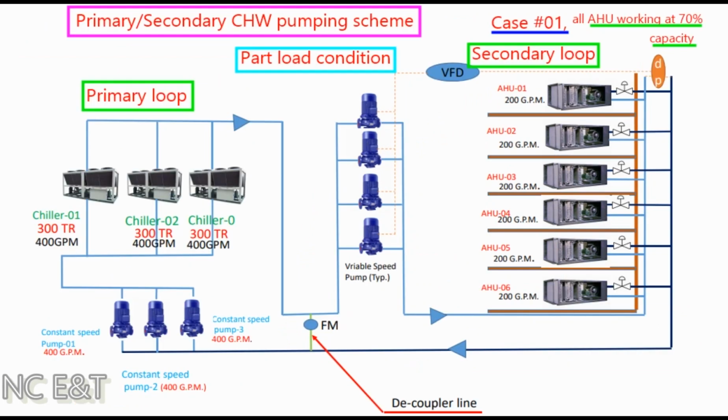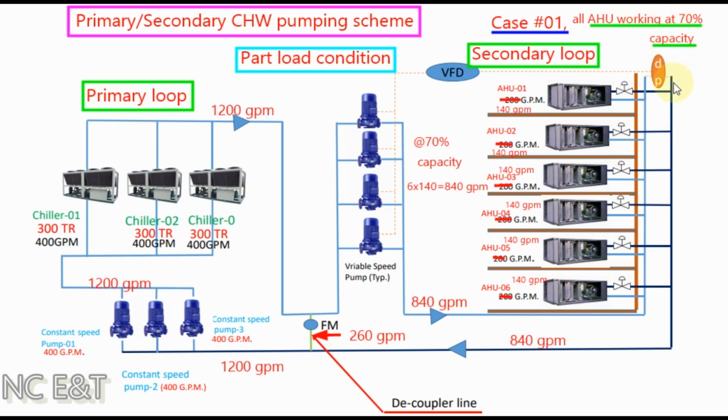To understand the operation of the primary and secondary chill water piping system at part load condition, we will study it in different cases. We will consider different cases of HU working at different capacity. Let us start now with case 1, assuming all HU working at 70% capacity. For case 1, we have assumed all HU working at 70% of their full capacity.